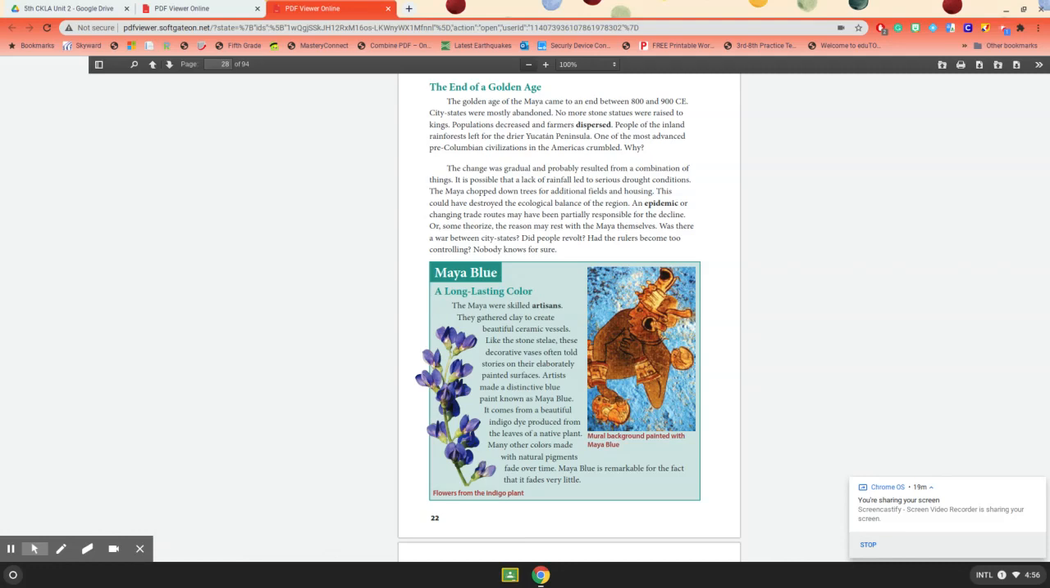Or think about a white shirt. It kind of does the opposite. It becomes dingy. It doesn't look as white as before. But what this Maya blue did is it kept very blue. The pigment kept with it for very long periods of time.